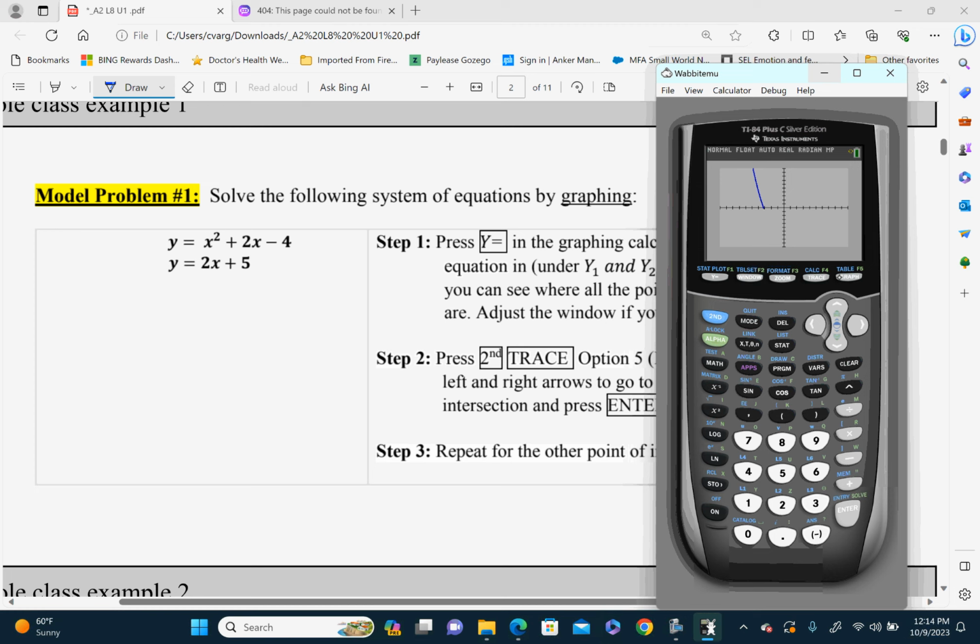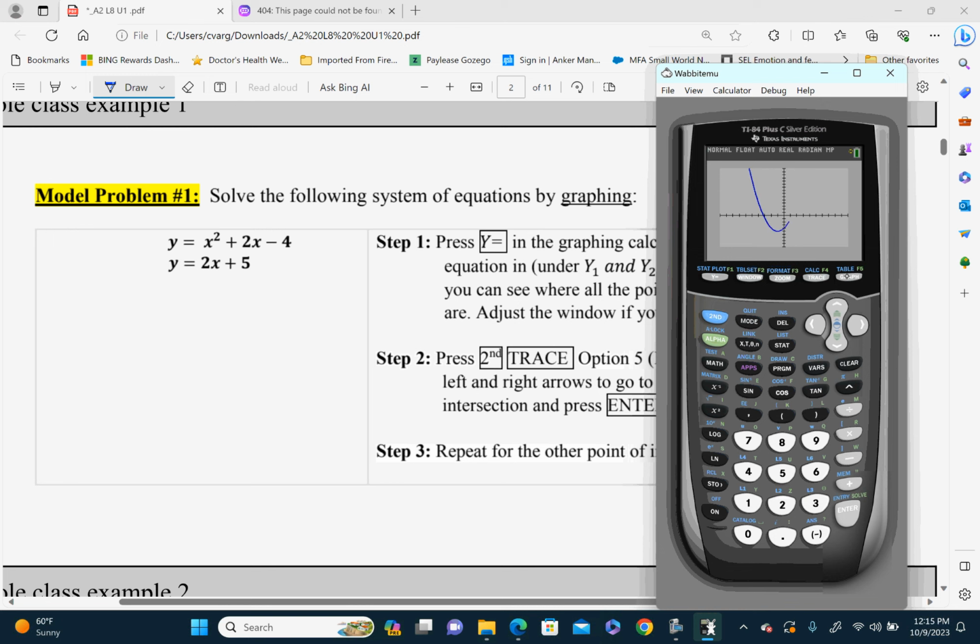If you can't see it, then you need to adjust this window button. Let's see, that's the first one, and y equals 2x plus 5. Okay, it looks like it's going to hit twice. So this one we can see, but this one we cannot. So we're going to go ahead and hit window, and we're going to change our y max because we want it to be taller at the top. And let's just go 15. Let's see if we see it now.